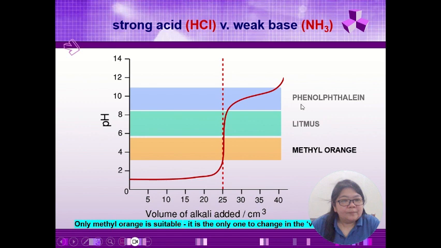Let's look at the second type of titration curve, strong acid versus weak base. Methyl orange, litmus, and phenolphthalein again. For methyl orange, the color change falls within this vertical region. Litmus is slightly borderline, phenolphthalein is totally out. So the best indicator of these three will be methyl orange for this titration.